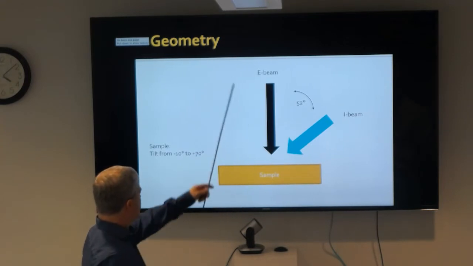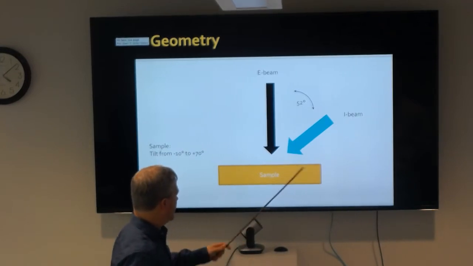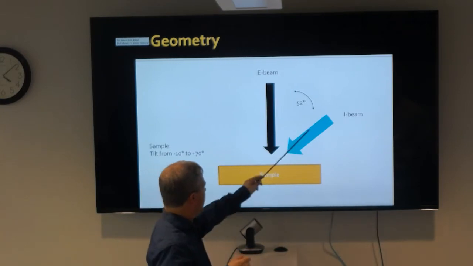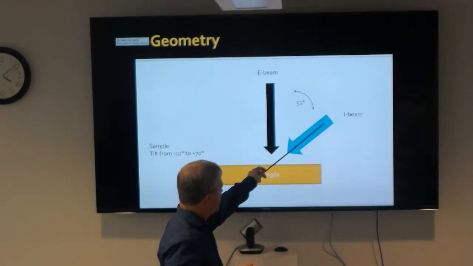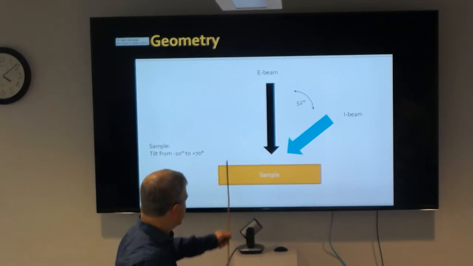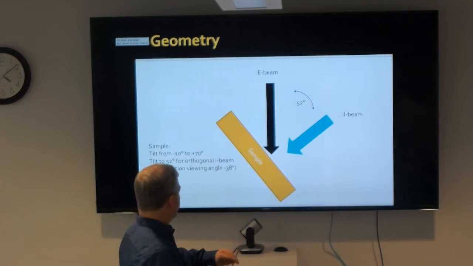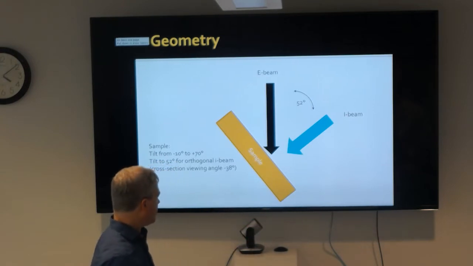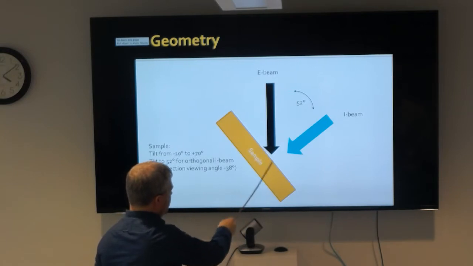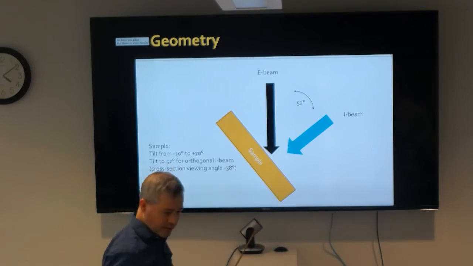Under the standard setup, the electron beam is coming straight down the column, and then the ion beam is usually off to the side in the FIB-SEM at an angle. So on the FEI scopes, it's coming at an angle of 52 degrees relative to the electron beam. So if you want to cut directly into the sample, you tilt the sample up so that it's orthogonal to the ion beam. So you mill in here, and then the electron beam will be hitting your sample at a non-perpendicular angle.